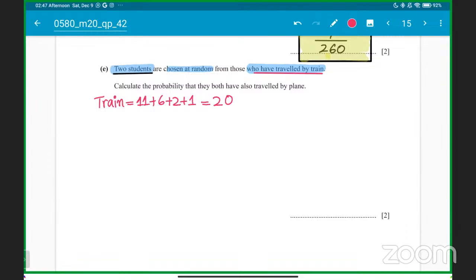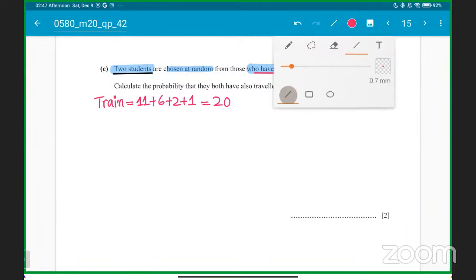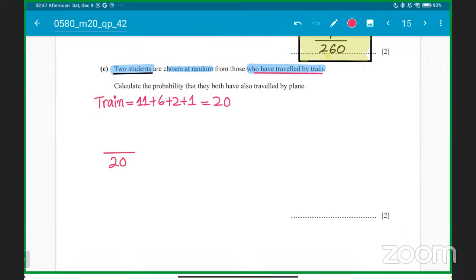11 plus 6 is 17. 17 plus 2 is 19. 19 plus 1 is 20. Mental maths. So we got 20. And now this is going to be the denominator, everyone got this? The denominator is that we have to choose the 2 students out of a total of 20.